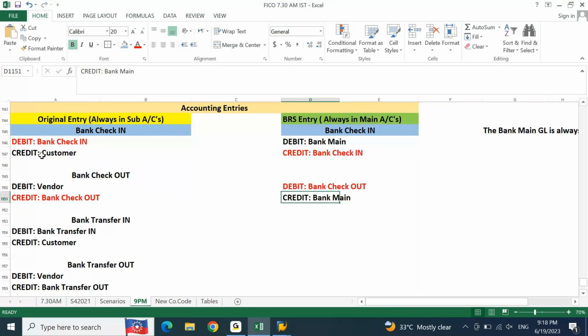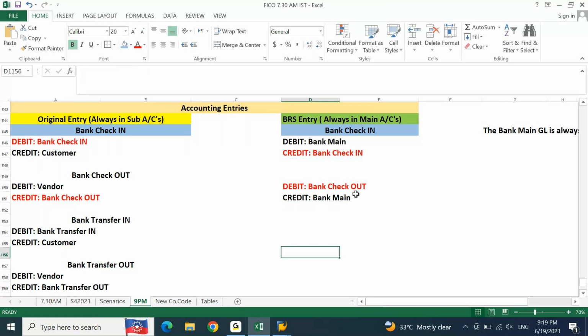In this original entry, if bank account is on the debit side, the same bank account will go on the credit side. Missing side will be your main account. Similarly, in this side, your bank account is on the credit side. On BRS, you put the same bank account on the debit side. The missing side you are using for bank main account. Correct?